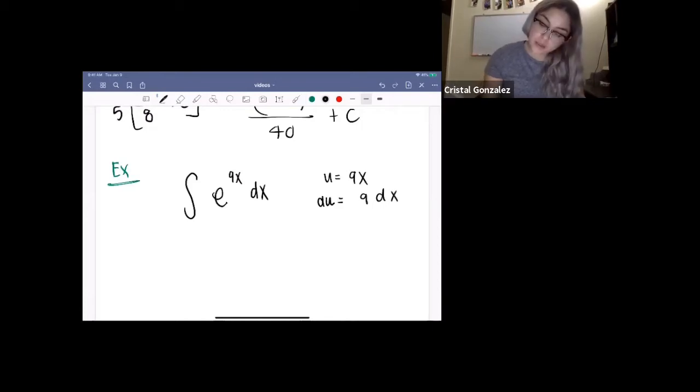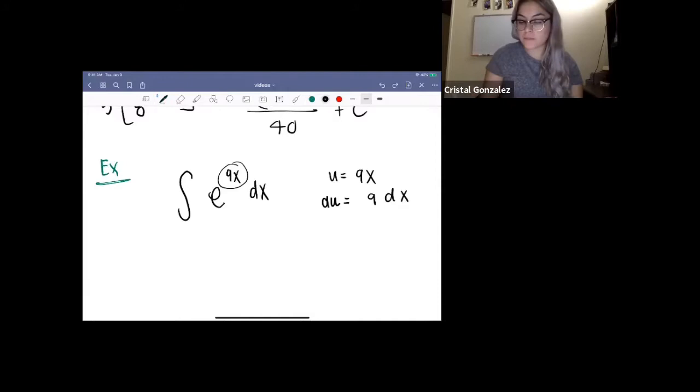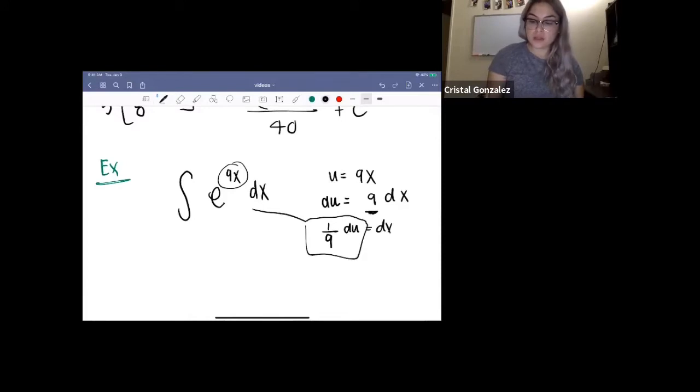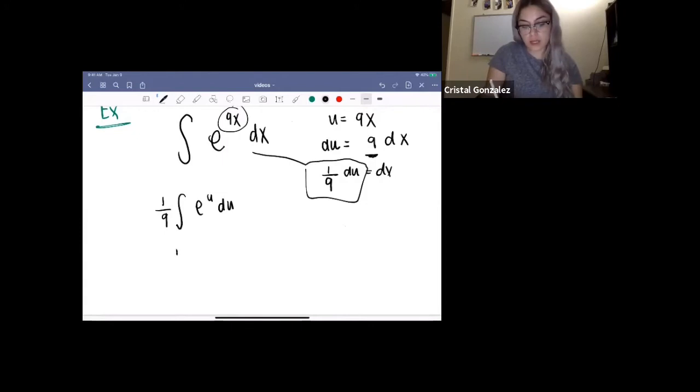Okay. And so we have something to replace the 9x by a u. The exponential part is not our issue. The issue is the 9x there. We need to replace it. So now we need to get rid of this 9, so we're going to write 1/9 du is equal to dx, so that we're able to replace dx by this part over here. So let's rewrite this. We're going to get 1/9 times the integral of e to the u du. And now the integral of e to the u is just e to the u, so this is going to be 1/9 e to the u plus c.